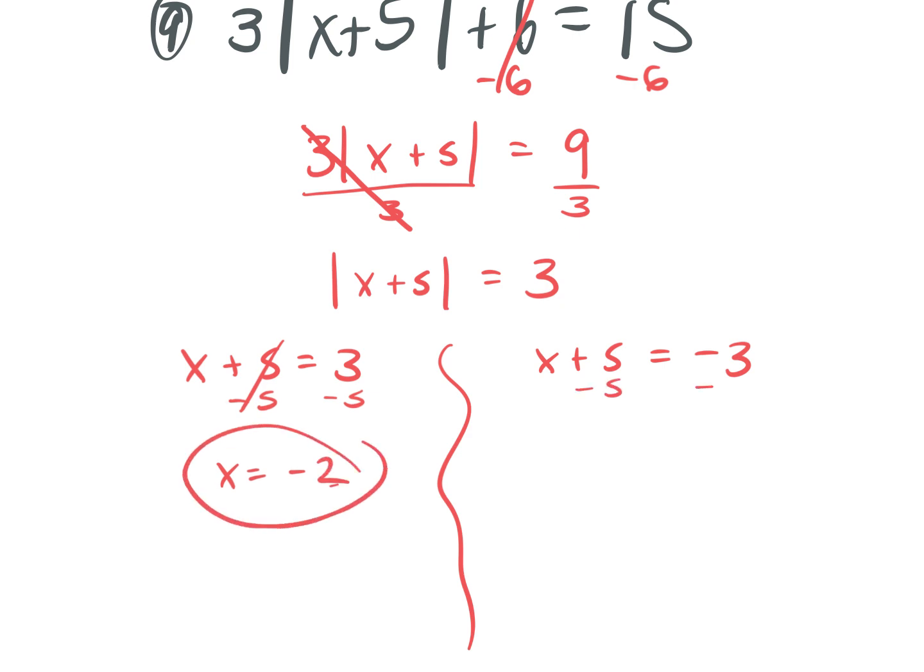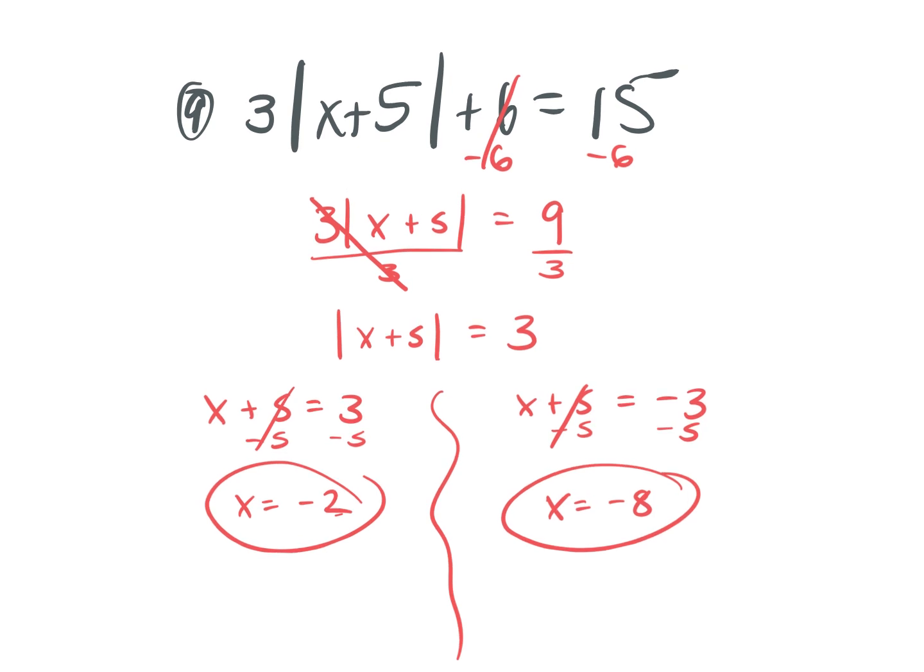And then again, with my other equation, I subtract 5. So what does x equal? Negative 8. Is there a way that I could check my work to see if I'm right? Make sure I did the math right? I could plug them back into x. I could plug them both into x, and your equation will make sense. So you can always check your work by plugging it back in.